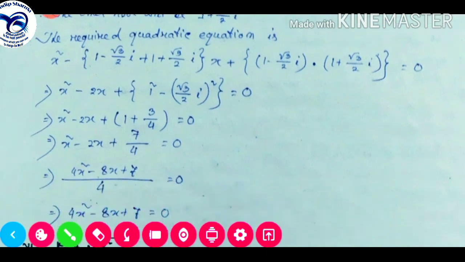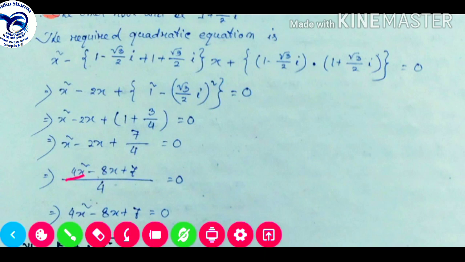After a square minus b square, then it will be our 1, and here this i square will be our minus 1, so minus will be our plus, so it will be our 3 by 4. Now we'll take LCM. If we take LCM, it will be our 4, and 4 plus 3 will be 7. Now these three terms together, if we take LCM, it will be our 4 only.